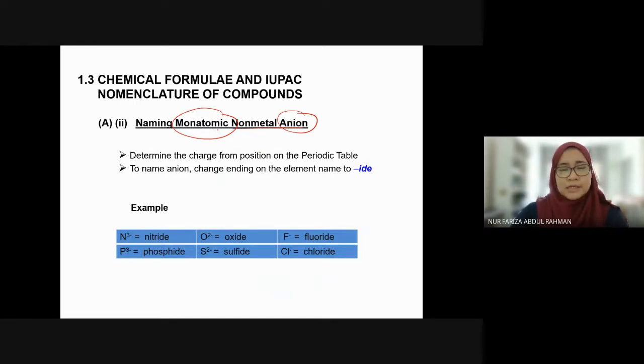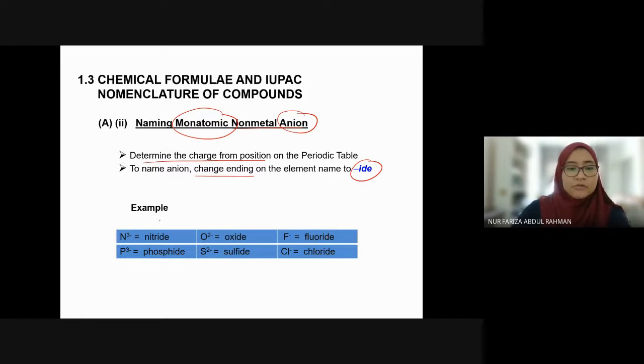Monoatomic means it consists of only one atom. So how do we name them? We can determine the charge from the position of the elements in the periodic table. For example, group 17 will have a -1 charge. To name an ion, change the ending on the element name to -ide, like we have discussed earlier.